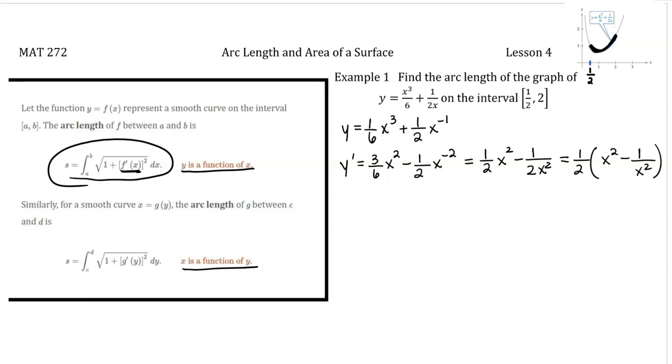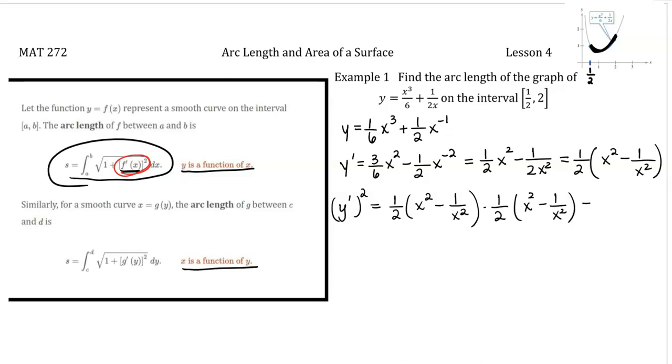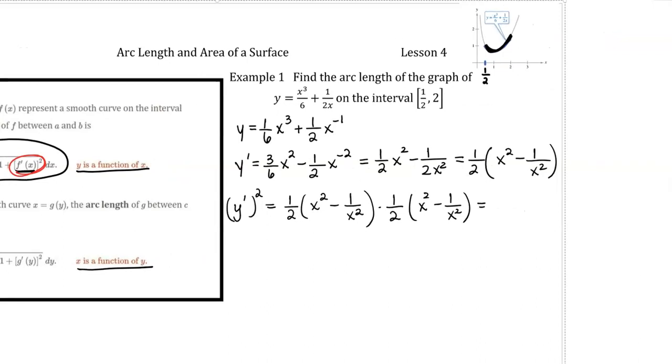I will need to square y prime. This says that we will have to square our derivative. So I'm going to take y prime, 1/2 x squared minus 1/x squared, and multiply it by itself. I'll just multiply the 1/2s first. That's going to give me a 1/4. So I've taken care of the two 1/2s, and now I'm just going to FOIL these two pieces out.